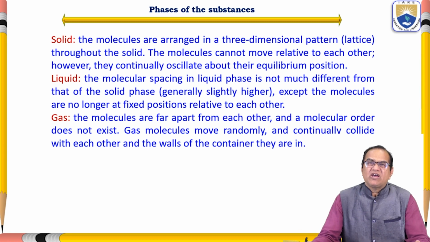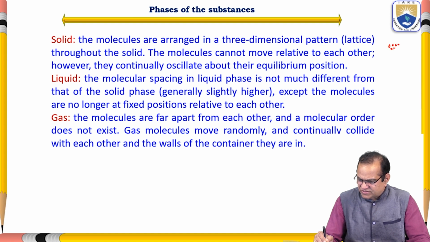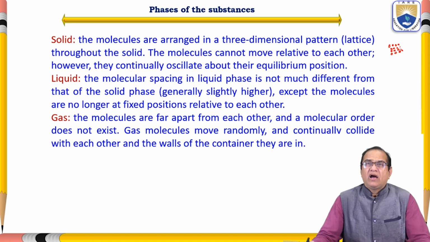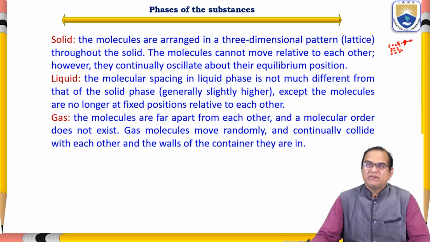The phases of substances are solid, liquid and gas, as I just described. So what is the solid? In the solid, the molecules are arranged in a three-dimensional pattern called the lattice throughout the solid. The molecules cannot move relative to each other. They are very closely packed. All molecules vibrate, but they will not move from their position. However, they continually oscillate about their equilibrium position. So these molecules oscillate, but they do not leave their position. That is the meaning of the solid.